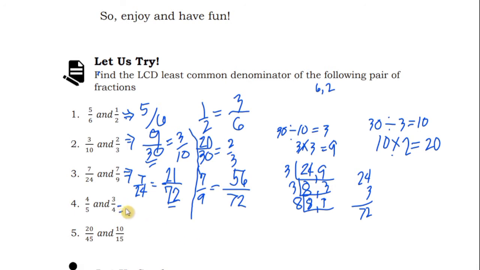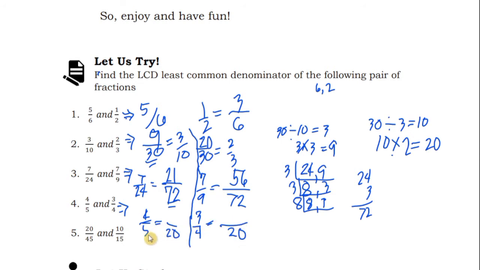Then here we have 4/5. Take note: if the numerator is 1, as in 1/5, the correct word is "one fifth." If it is 4 or more than 1, it is read as 4 fifths, or 4 over 5. Then 3/4. The LCD of this one now is 20.